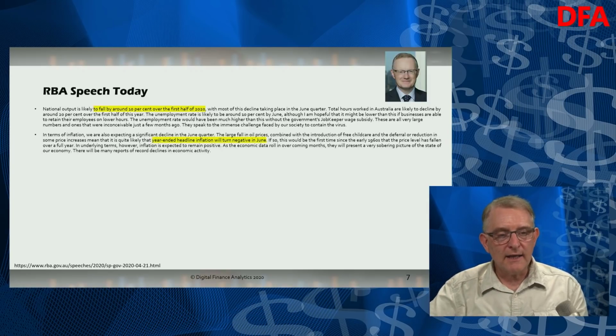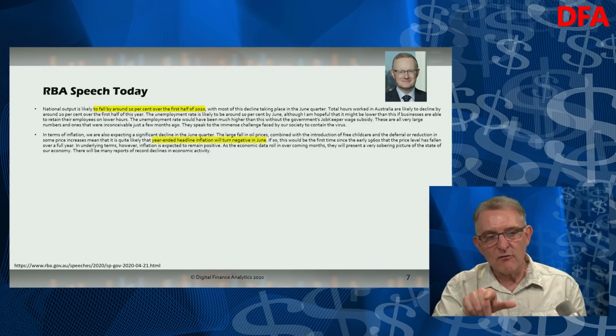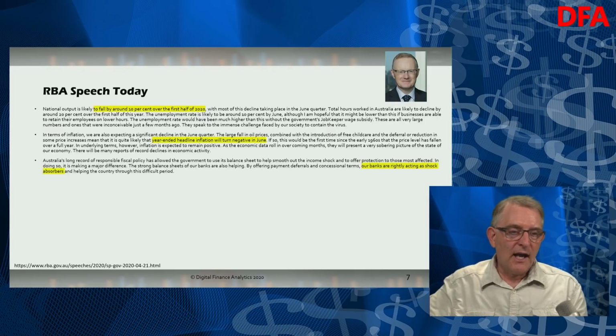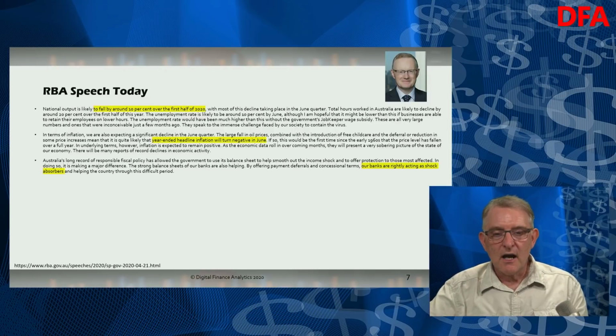Secondly, the year-ended headline inflation will turn negative in June. And that, of course, is pretty unusual because normally inflation is up a little bit. Remember, the Reserve Bank has a target of 2 to 3% inflation, so that is completely off the wall with what's actually happening. And then they went on to say that our banks are rightly acting as a shock absorber and helping the country through this difficult period.